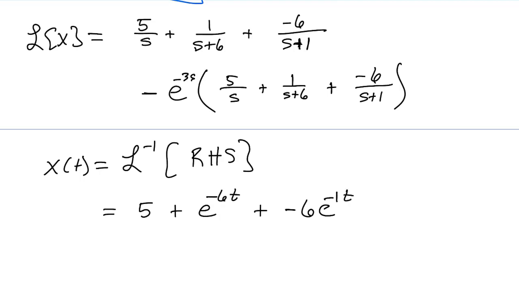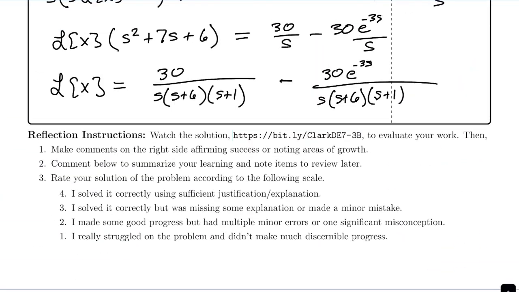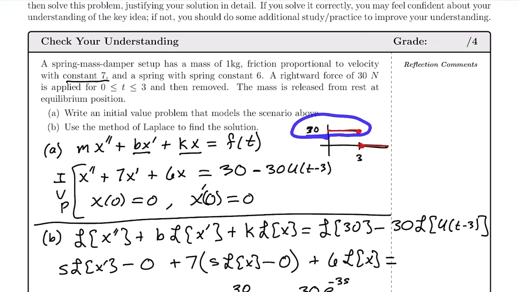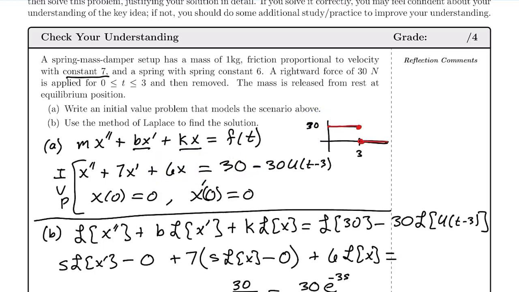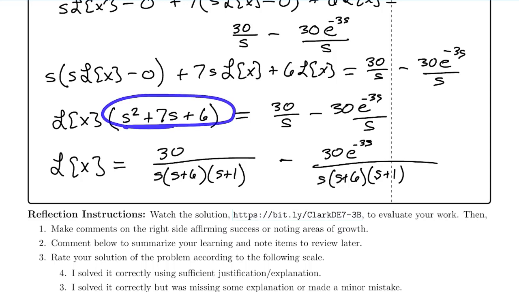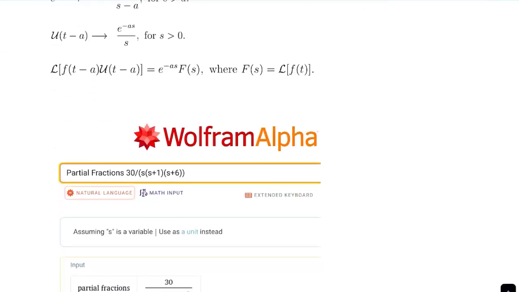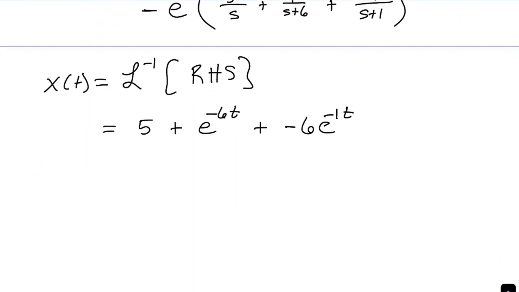And that is essentially the solution responding to this force right here. And you can see if the force is 30, and 6x equals 30, then x equals 5. That's the particular solution. And the homogeneous solution is going to be related to the characteristic equation, some combination of e to the negative 6t and e to the negative 1t. That's showing up right here. And the initial position is 0. Here's 5 plus 1 minus 6 is 0. And the initial velocity is also 0. This will give you negative 6 plus 6 equals 0. So we have, from here, the initial condition set.